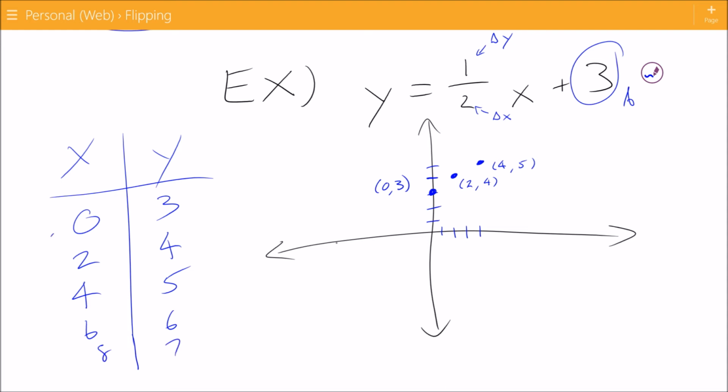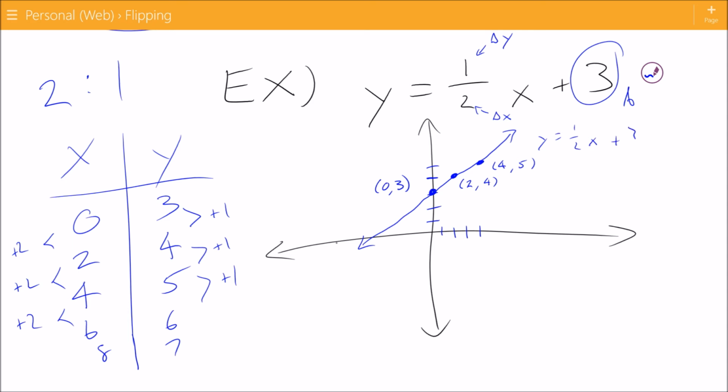And you can see that this rate of change here is staying constant. My x's keep increasing by 2. My y's keep increasing by 1. So it's a fixed ratio: you have a change of 2 for x for every 1 that y is increasing by. And going back to my graph, I can connect the points, and that will give me my line. And this line is defined by y equals 1/2 x plus 3.